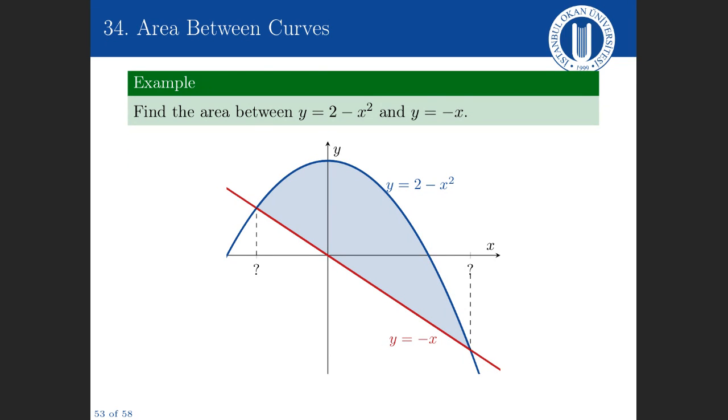Look at the picture. Which function is the bigger figure, which is the higher one? The top one is 2 minus x squared, and the bottom function is y is equal to minus x. So it's going to be 2 minus x squared minus the bottom function, so minus x.